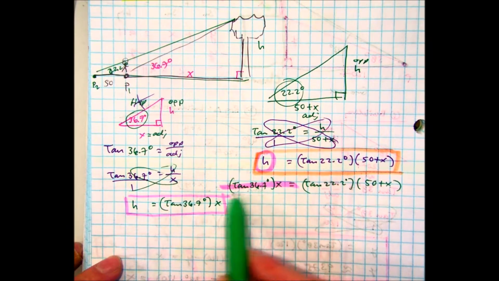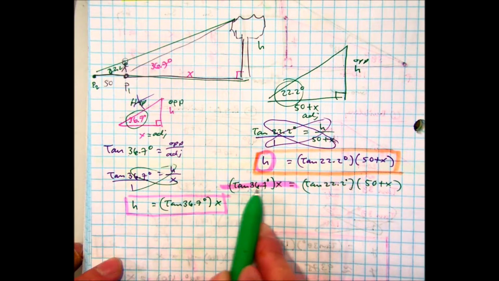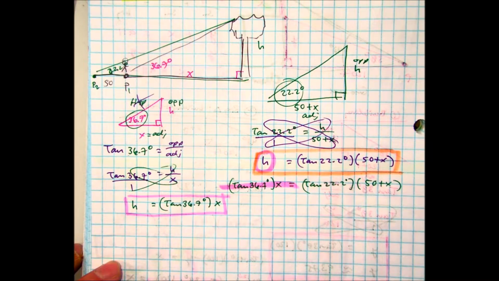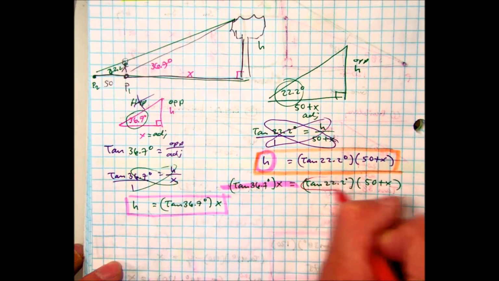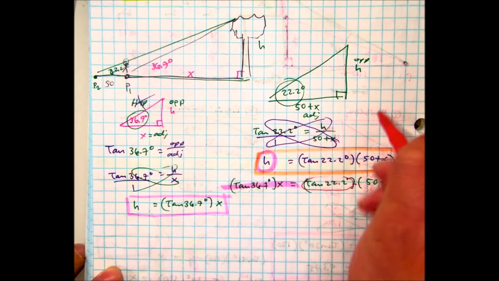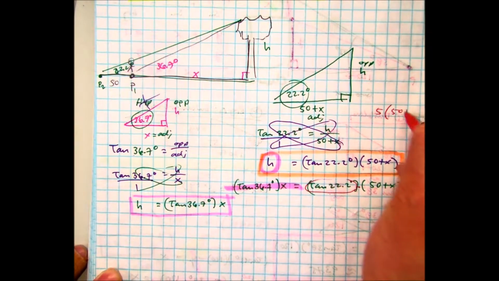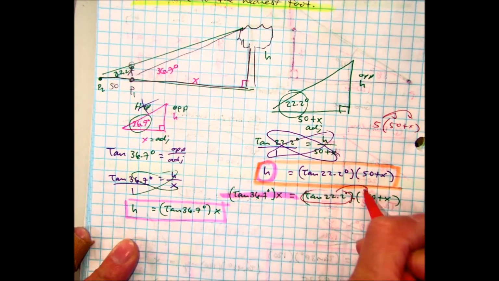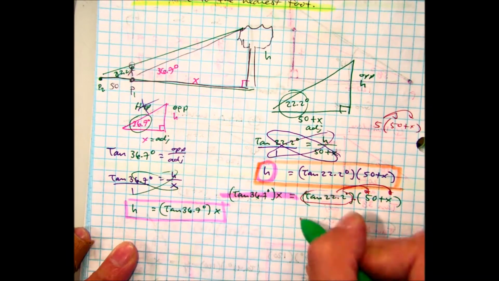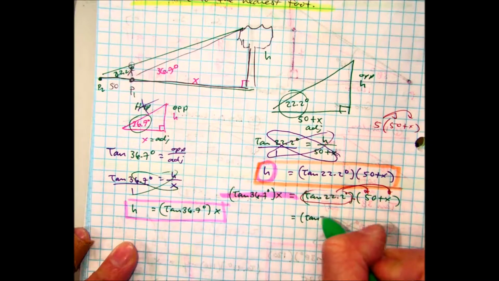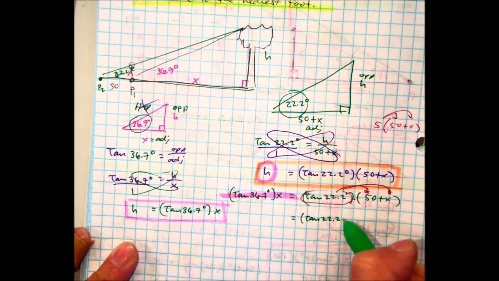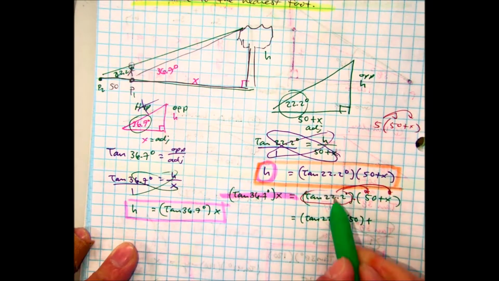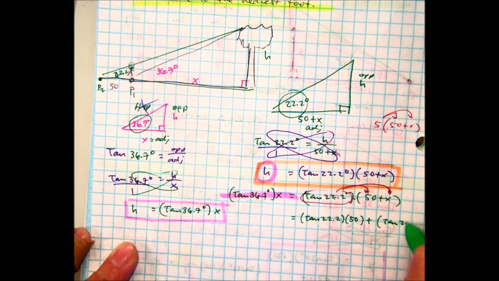Over on this side, I have a quantity tangent 36.7 times x. This one, though, has addition. This is multiplication with addition, so think of like 5 times 50 plus x. What would you do? You distribute. So let's distribute. Tangent of 22.2 degrees times 50 plus tangent of 22.2 times x.